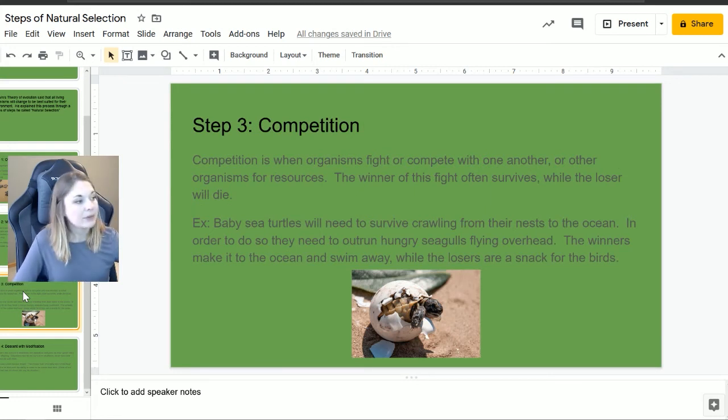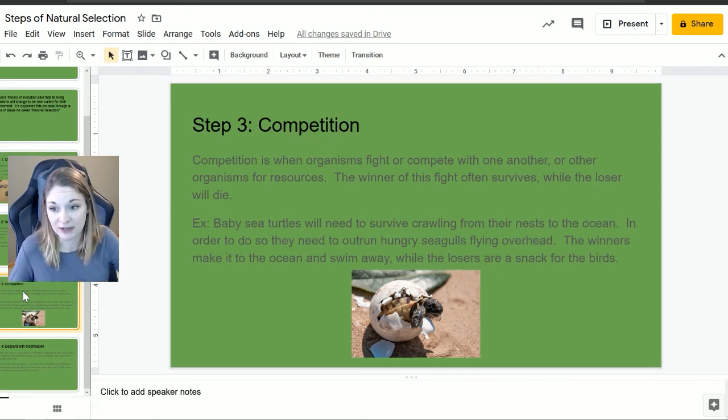The next step is competition. Competition is any time organisms fight or compete with one another or other organisms for resources. These competitions will really be life or death. It's not going to be something like, oh, we get to survive off no food. No, that's not true. If you can't compete for food, if you can't compete for shelter, you will not make it. And when I say not make it, I'm talking about sexual maturity.